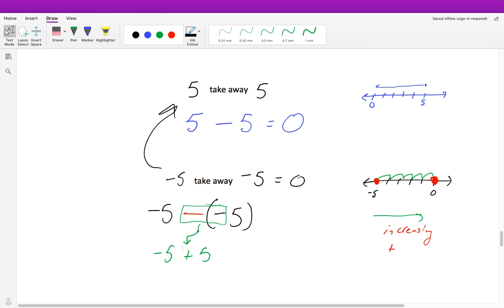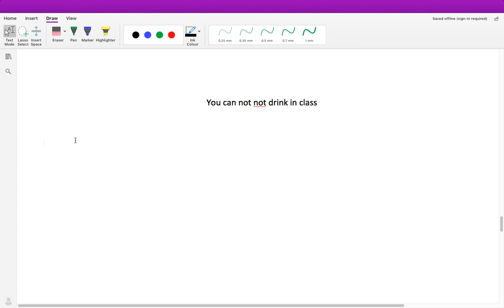I'm going to try to explain this to you in a few different ways. If I said to you, you cannot not drink in class. Hold on. If I give you this statement, you cannot not drink in class, what do you think I'm ultimately telling you that you're allowed to do? Because by putting these nots next to each other twice, they actually are going to negate each other and cancel each other out. And this statement is actually telling you that you can drink in class.